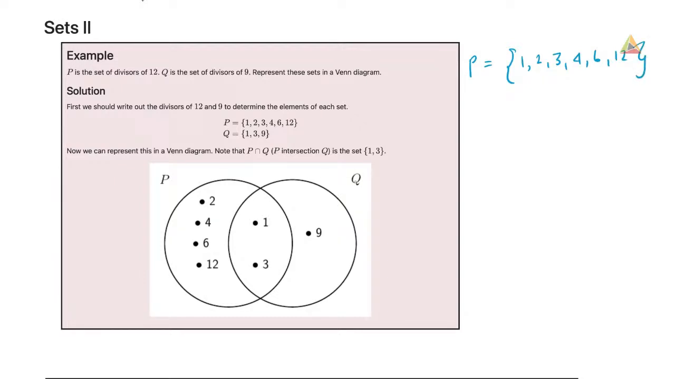Then they tell us that Q is the set of divisors of 9. So everything that divides into 9 is in the set Q. So the number 1 divides into 9, the number 3 divides into 9, and the number 9 divides into 9.